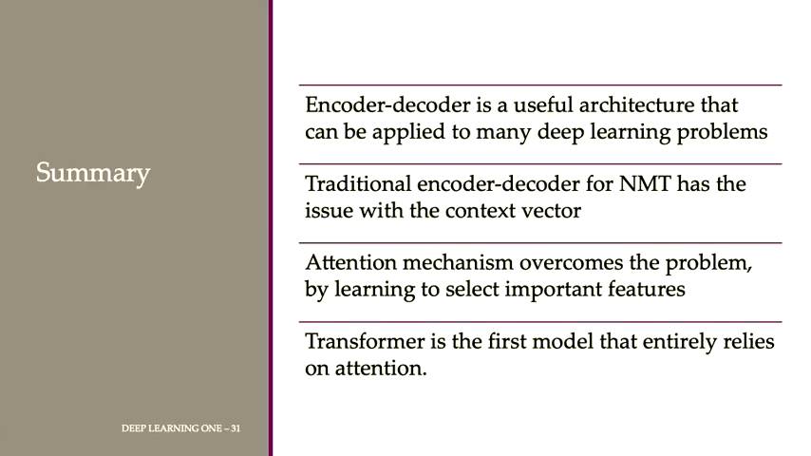Okay, we're almost at the end. Let's summarize what we've talked about. We started from the encoder-decoder architecture as a useful one for many deep learning problems. We took machine translation as an example and described the issue with this model: the fixed size of the context vector. Attention overcomes this problem by learning to select important features instead of compressing everything into one fixed size vector. And the transformer is the first model that relies entirely on attention, without any recurrence for NLP tasks or any convolutions for computer vision tasks. It is state of the art in NLP and recently also in computer vision.